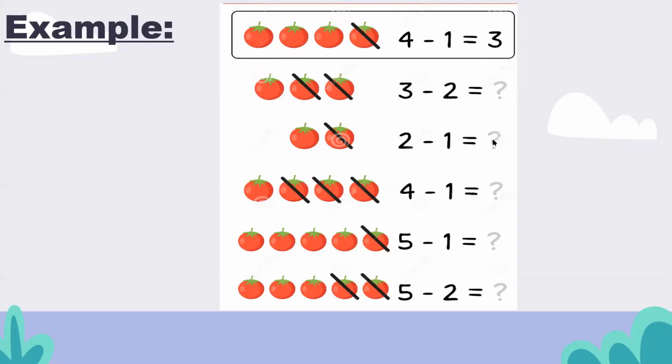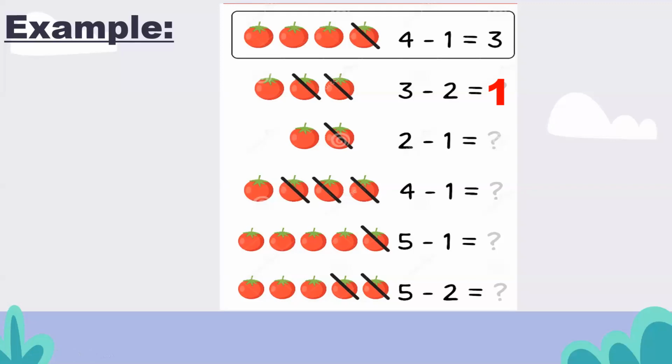Second one. 3 minus 2. What is this sign? It's minus. You must count from the smallest to the biggest. Who knows the answer? Yes, Omar, very good. Let's count. After 2, 3. How many fingers? It will be 1 finger. It will be number 1.